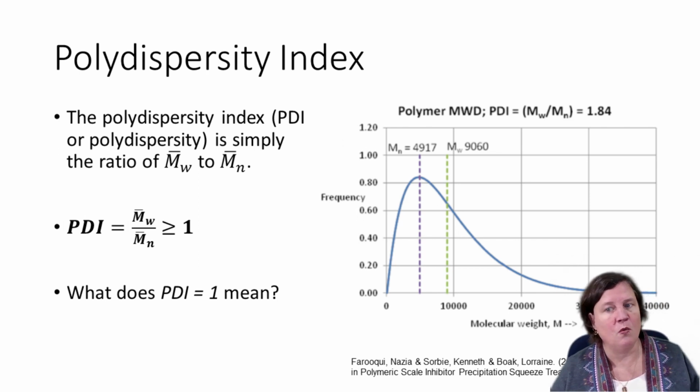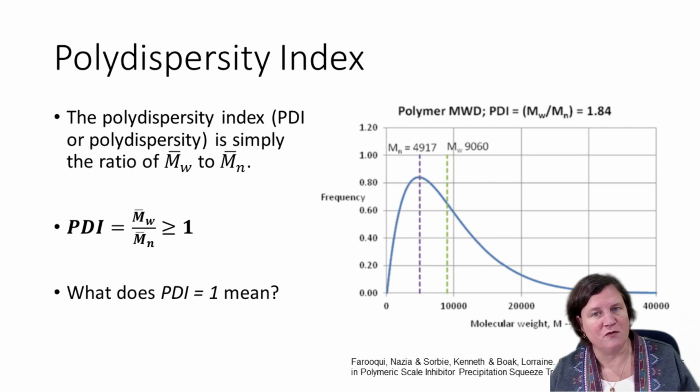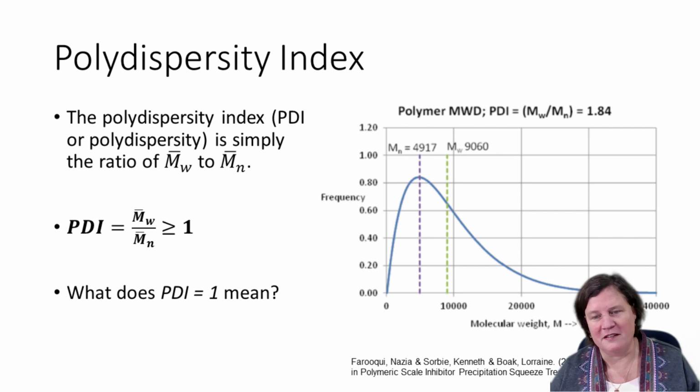Now think about it. What does a polydispersity index of 1 mean? It means that every single chain has the same mass. All the chains are the same length. That's the only way you get a polydispersity index of 1.